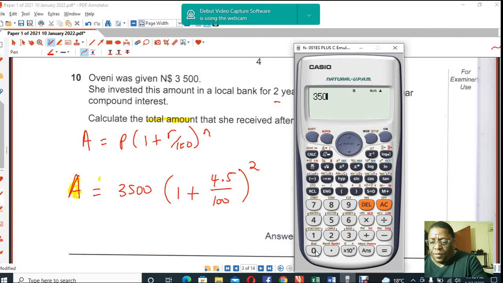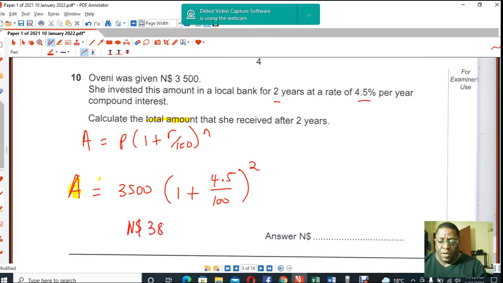So it's 3,500, and then you have 1 plus 4.5%, and you close that bracket, and you should square that answer. Okay, right, so you get a value of 3,822.0875. Okay, so it is 3,822, comma, so you can remember, 0875. So from here, we accept 2 decimal places or 3 significant figures. Okay, so I'm going to have the 3 significant figures as 3,820. That would be the 3 significant figures.